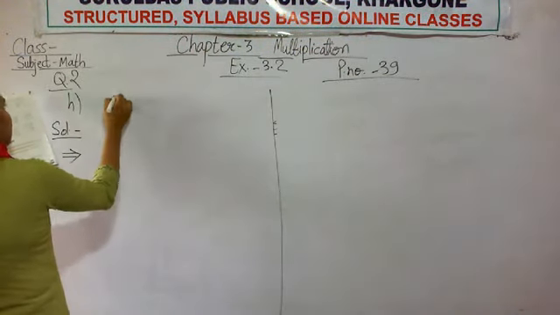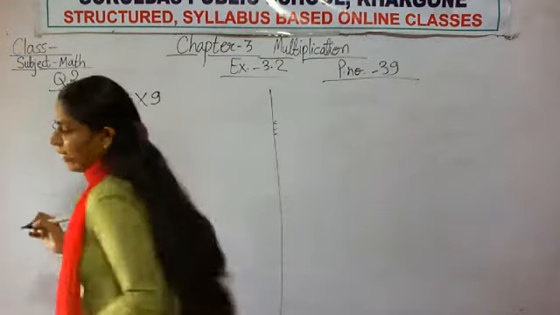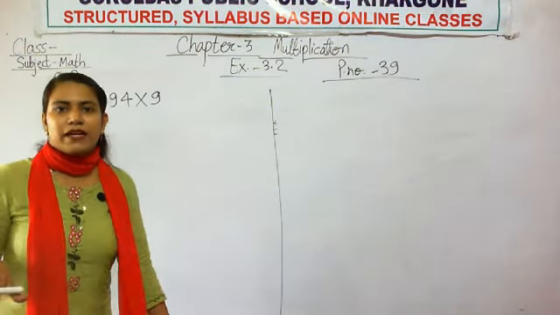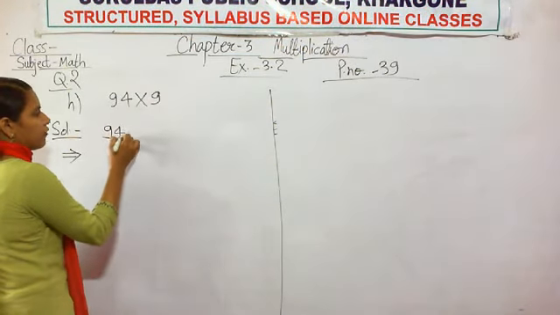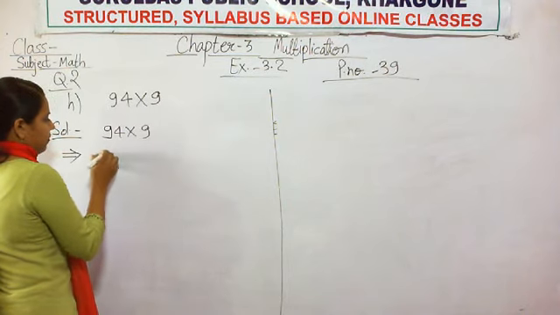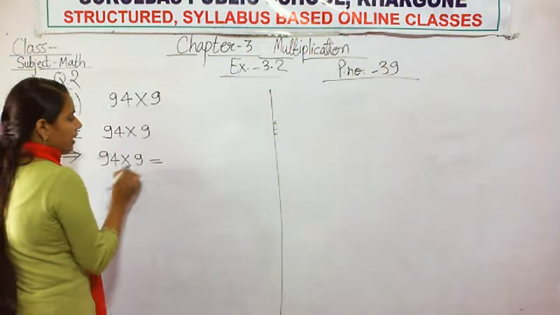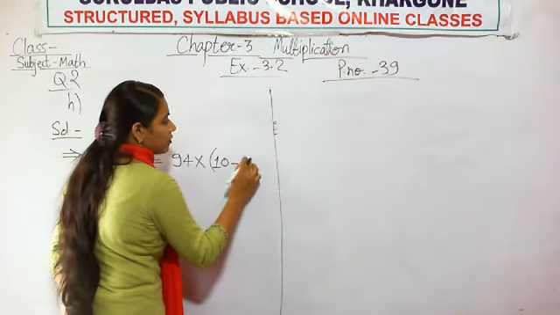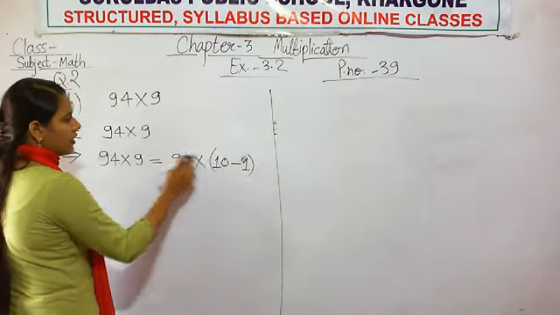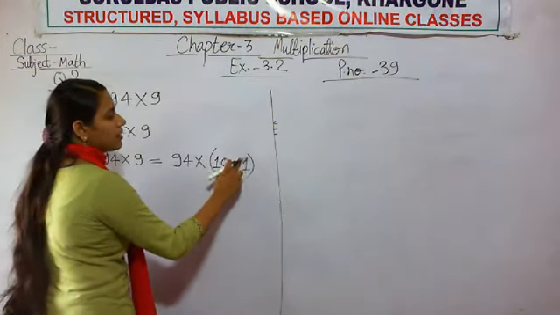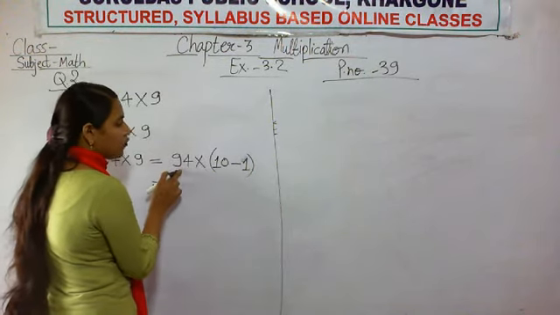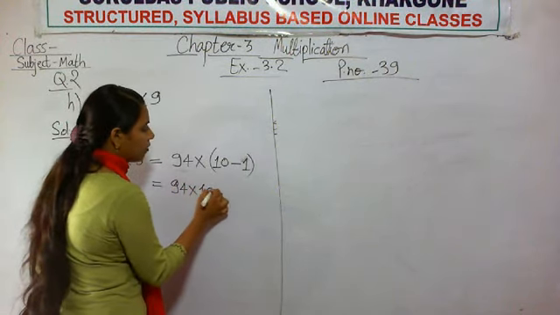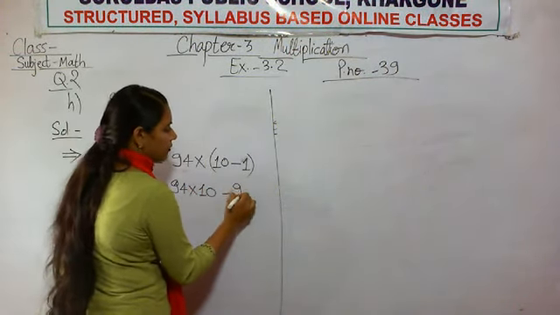Part H, 94 multiplied by 9. Here you have to multiply 94 by 9 using smart multiplication. So what can you do? You can write 94 multiplied by 9 as 94 multiplied by 10 minus 1, because 10 minus 1 is 9, right? So I am writing 10 minus 1 in the bracket. Now you will multiply this 94 by 10 first, then minus 94 multiplied by 1.